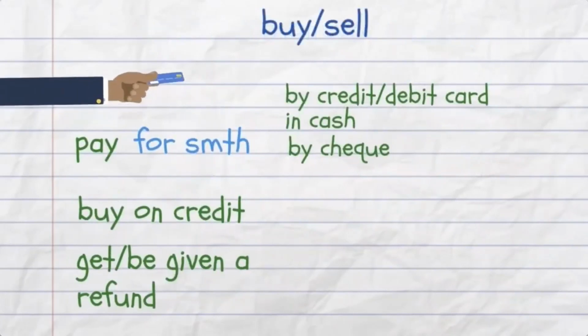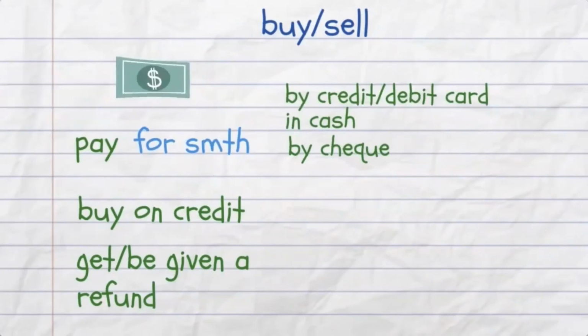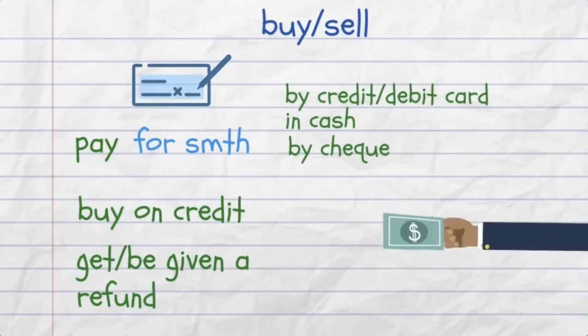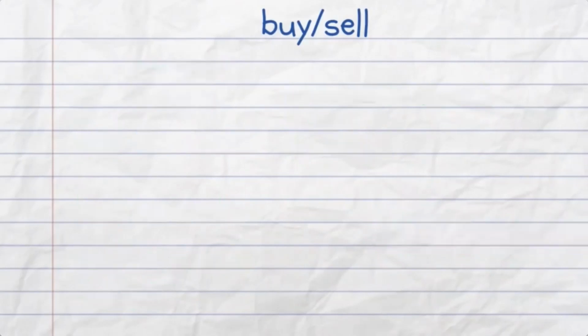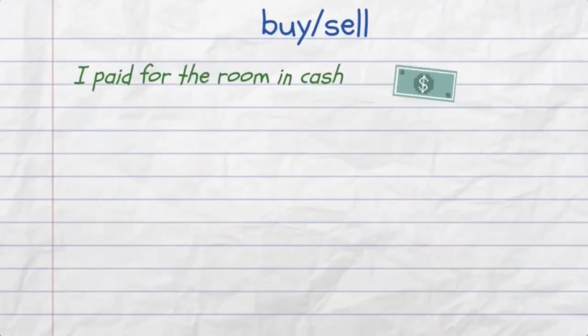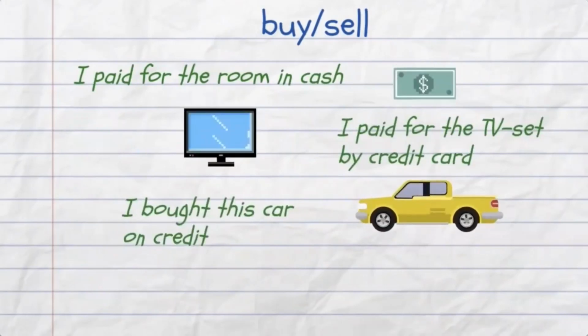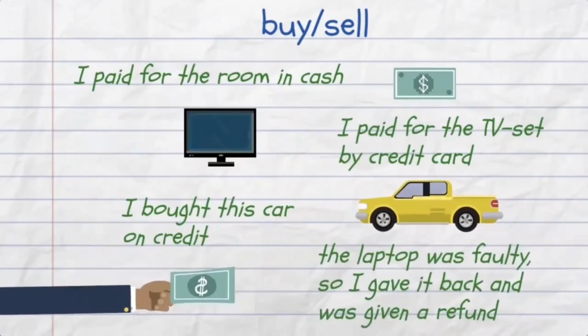You can pay for something by credit or debit card, in cash, or by check. And if you don't have enough money, you can buy on credit. And if the goods you bought are faulty, you can get a refund or be given a refund. For example, I paid for the room in cash. I paid for the TV set by credit card. I bought this car on credit. The laptop was faulty, so I gave it back and was given a refund.